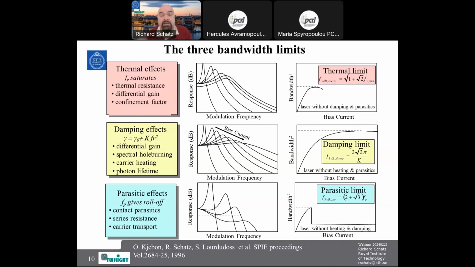So by calculating and extracting these limits for an individual laser, you can see what is the most successful road to improve the bandwidth of that laser. If you do this, you can come to a bandwidth of around 25 gigahertz or something like that with a conventional laser. To go beyond 25 or maybe 30 gigahertz is very difficult in indium phosphide material.